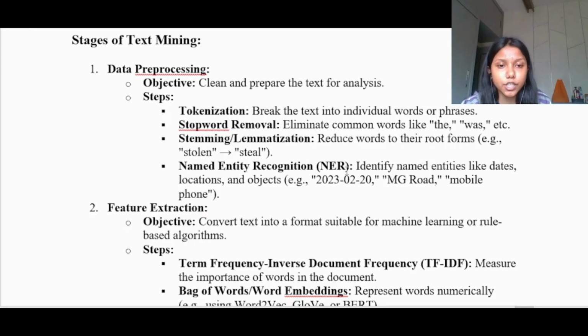Named entity recognition, it means identifying named entities like dates, locations, and objects. For example, 20th February 2023, MG Road, mobile phone, etc.